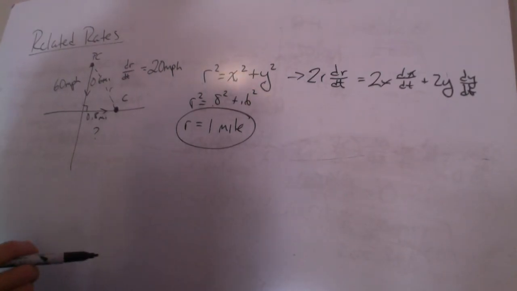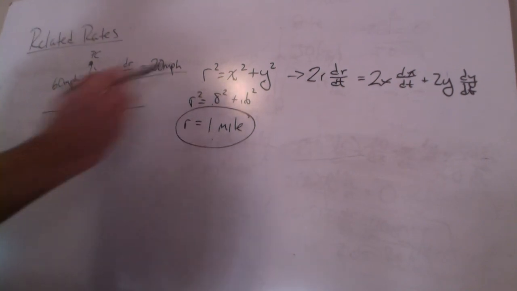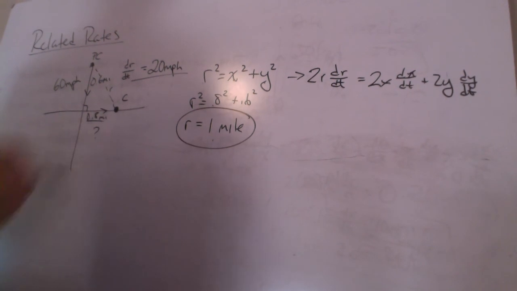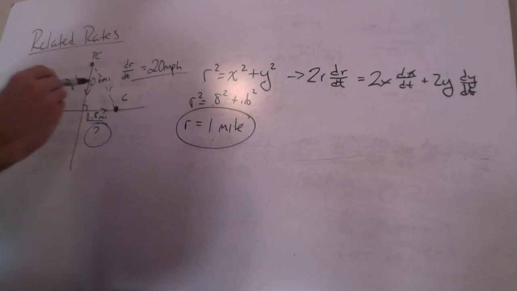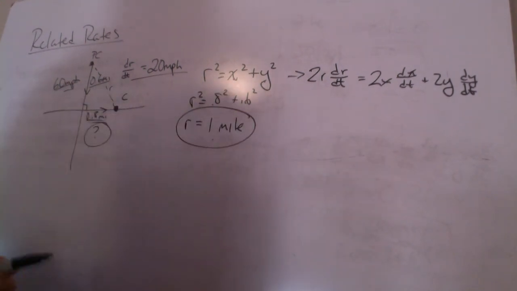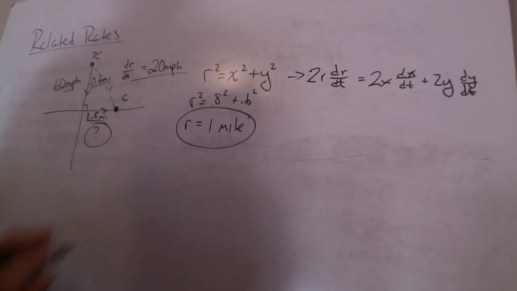Now let's start plugging some things in. We know r is 1. We know dr dt is 20. We know x is 0.8. We're looking for dx dt. We know y is 0.6. And we know dy dt is 60. So we know every single thing in this equation except for dx dt, which is great, because that's what we're trying to solve for. So let's just start plugging in.